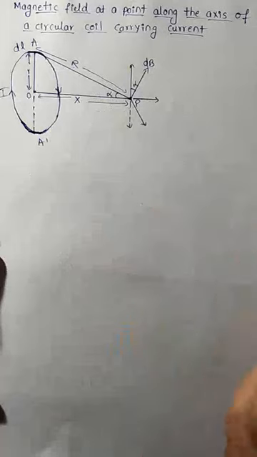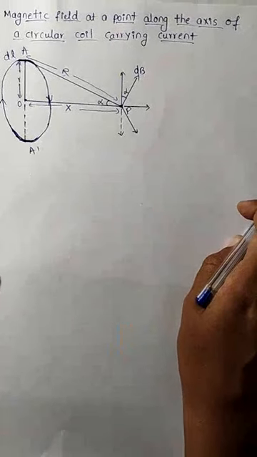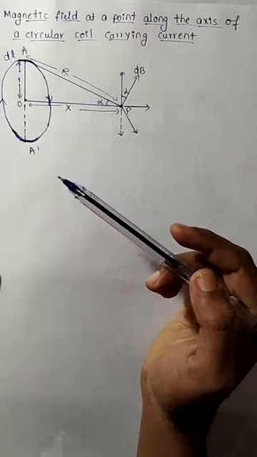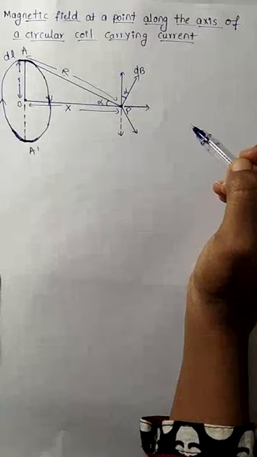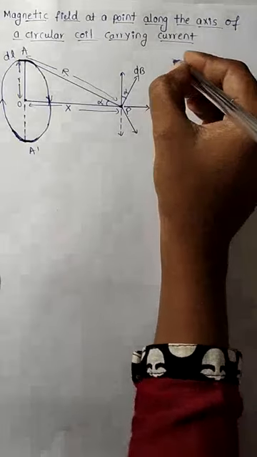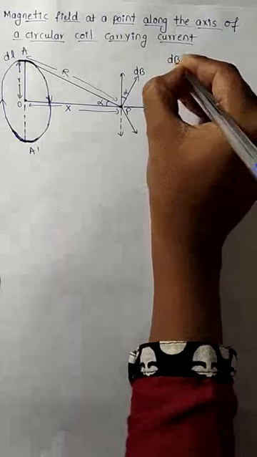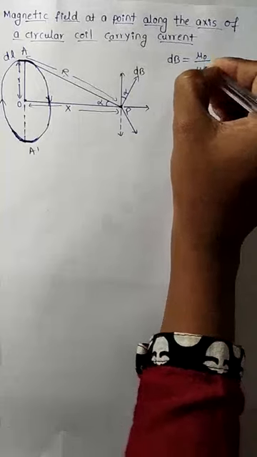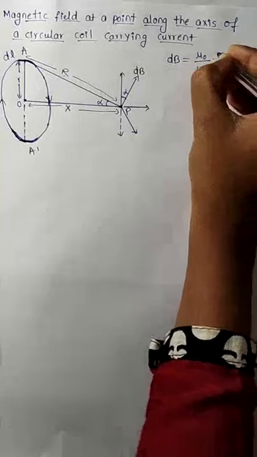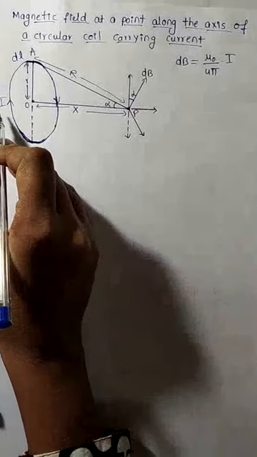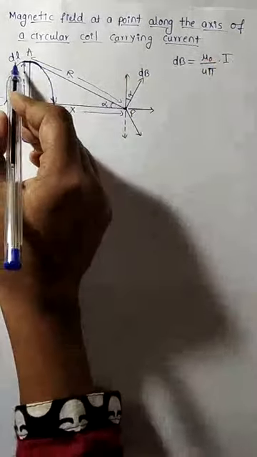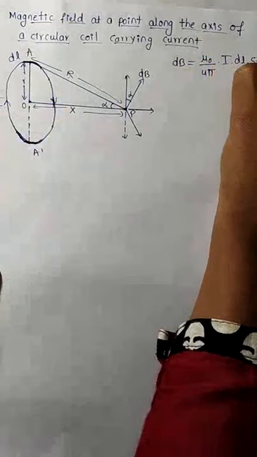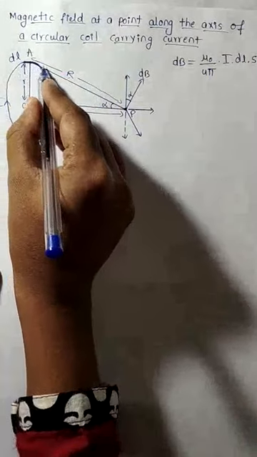Now let's start the derivation of the magnetic field due to a circular coil carrying current. First I will apply the Biot-Savart law here, and from that we can start the derivation. As we know, the Biot-Savart law says the magnetic field due to a small current element is always equal to mu naught upon 4 pi into the current, where I is the current flowing here, into the length of the current element dl, into sine of the angle between this current element and the line.